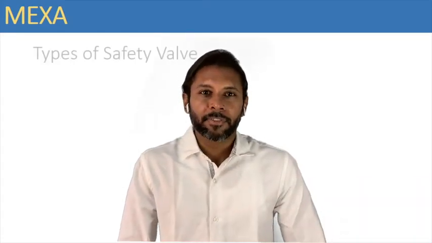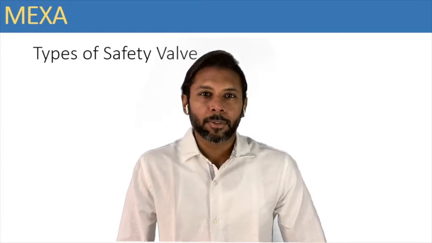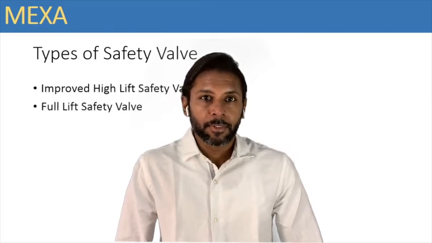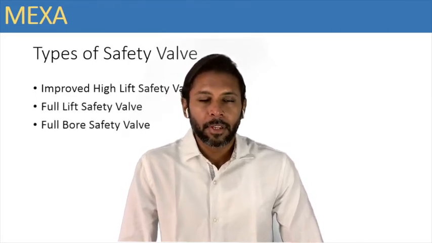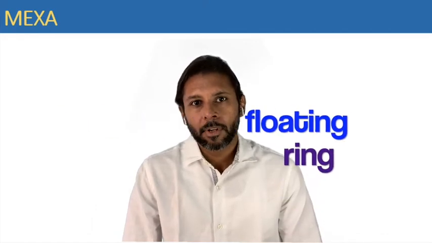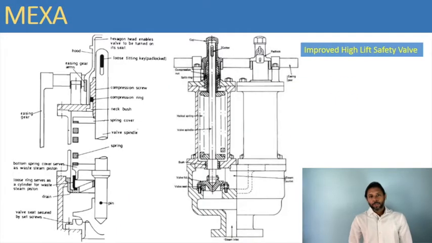Among the various types of safety valves, we will be learning in detail about three types: improved high lift safety valve, full lift safety valve, and full bore safety valve. Improved high lift safety valve is the one which we predominantly see on board ships. This valve itself has undergone an evolution from being a wing valve to a high lift wing waste steam piston valve to an improved high lift safety valve with a floating ring. What you see on the wall is a cross section of an improved high lift safety valve.